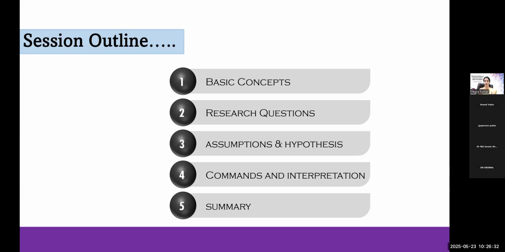So maybe for those of you who are joining this session for the first time, I'm just revising the previous basic Jamovi. So you can go back and see those sessions of descriptive statistics where we check for all those variables. Those are an important part of this linear regression also. And then we'll see how we interpret the commands which we have performed, and then I'll be summarizing it.